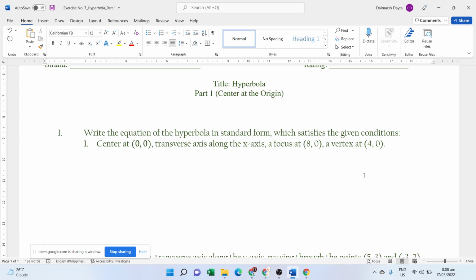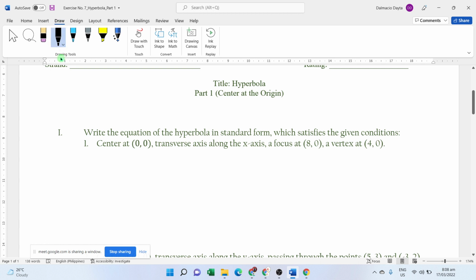Okay, Raven, will you please dictate your answer? Sir, the equation itself. Yeah. x squared over 16 minus y squared over 48 equals 1, po. So this answer is correct. Very good. Let's check it.